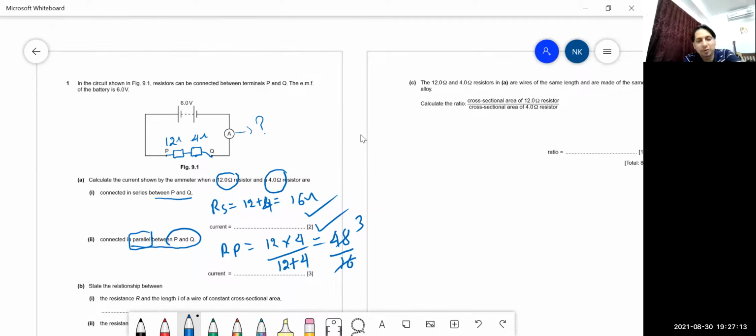Sorry, I need to calculate the current, okay, not the resistance. So let me do this part first here. This is 3 ohm for this part. Let me go back to the A1. We have to calculate the current shown by the ammeter when 12 ohm and 4 ohm are connected in series.